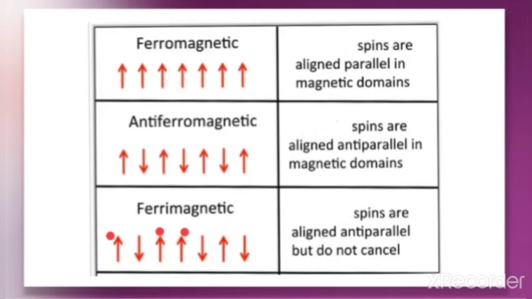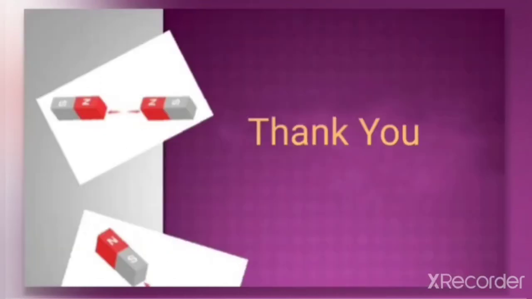These are the domains shown here, that is, the systematic alignment of magnetic moments for the case of ferromagnetic, antiferromagnetic and ferrimagnetic substances. So these are the important points related to the magnetic properties of solids. This is all about this video.